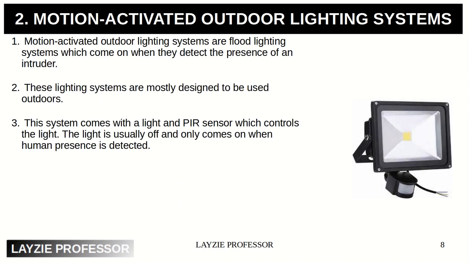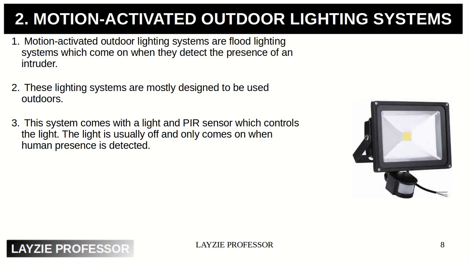And this motion activated outdoor lighting system comes with a light and then a PIR sensor or a motion sensor. Now this motion sensor serves as a switch to control the light. So when the light is activated or switched on, through your socket or whatever it is, the light usually stays off and only comes on when it detects the presence of a human being. And in most cases, the light can be programmed, to how long it should stay on after it has detected the presence of a human being.